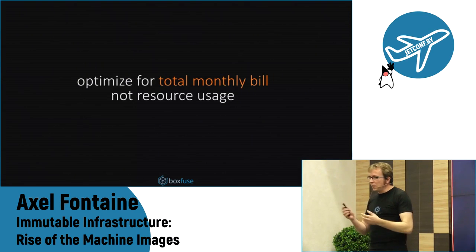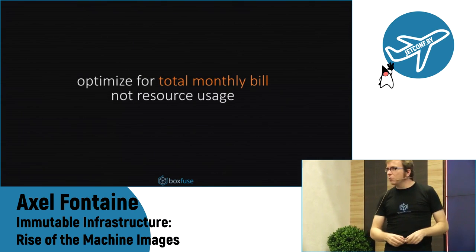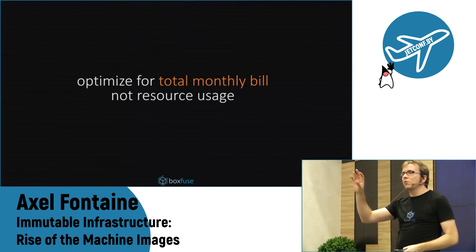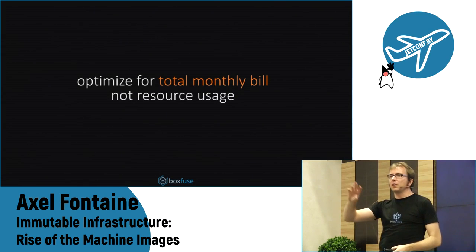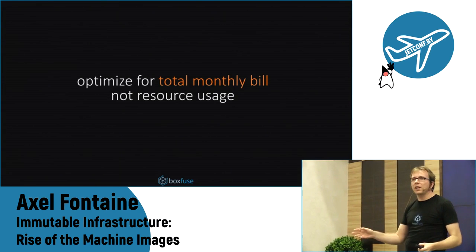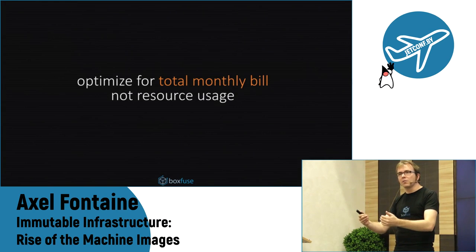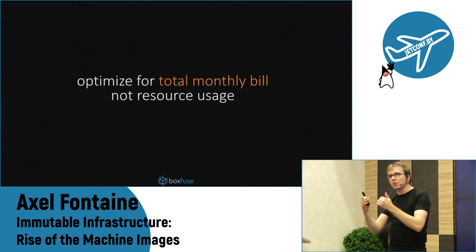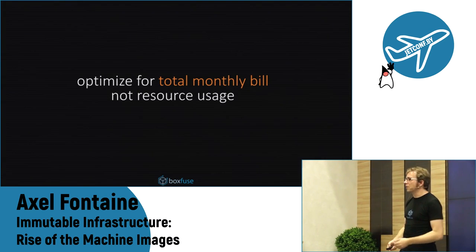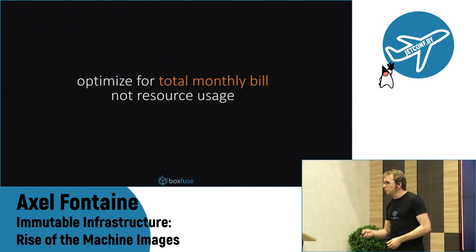At the end of the day, what really matters is that you shouldn't really worry if this machine has 200 megs of unused RAM or that CPU has got some cycles to spare. Who cares about that? Optimize for the total bill that you get presented at the end of the month. That's really what matters. And don't forget about the time of the developers and the sysadmins as well.